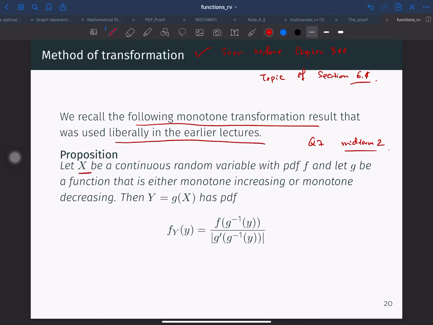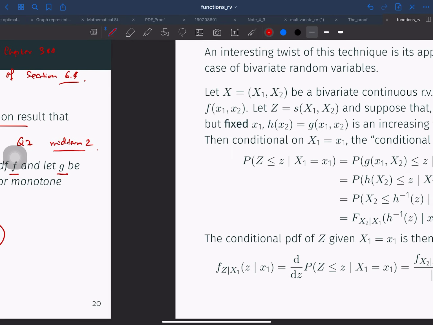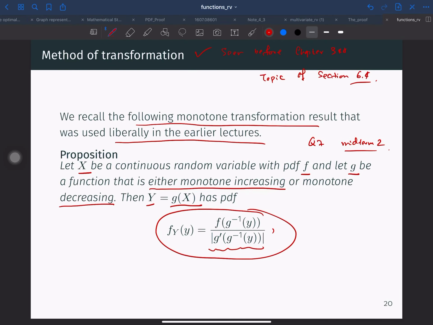If you have a continuous random variable with PDF f, and you have a function g that is either monotone increasing or monotone decreasing, then Y, which is a transformation of X, has PDF given by this form here. Well, you have to pay attention to the absolute value of the denominator. We have seen this example several times. This is the case of a single random variable transformed by another function g, so the function g is univariate.